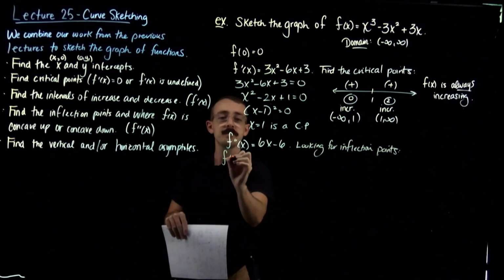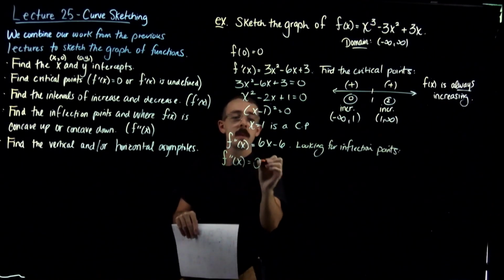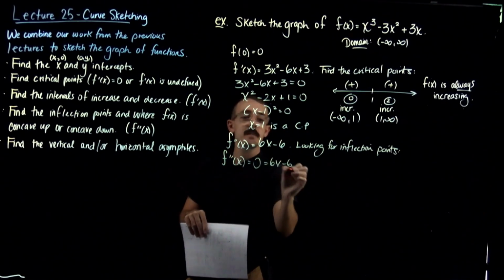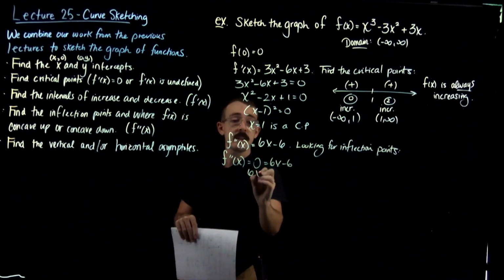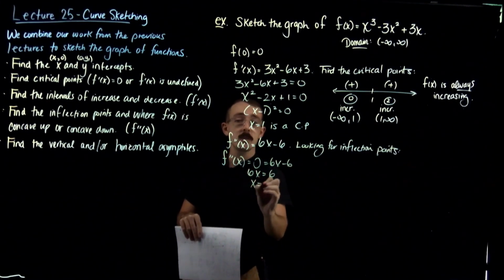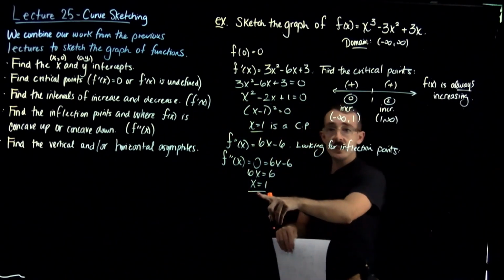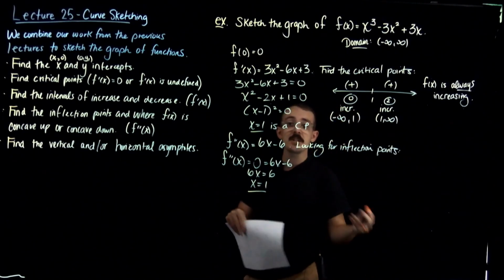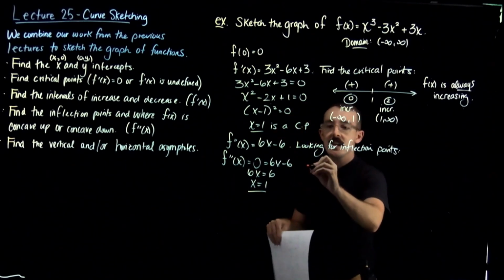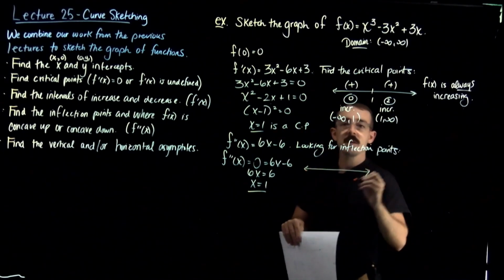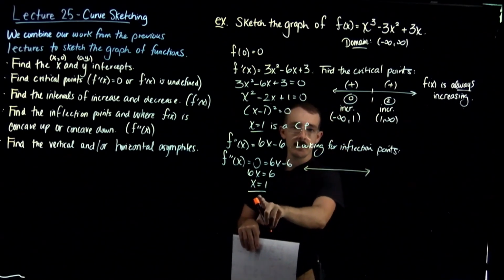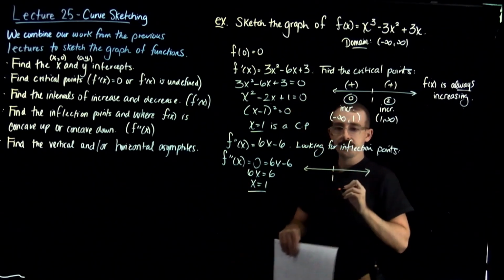I'm going to set this equal to 0, which means 6x minus 6 is 0. So 6x equals 6, or x equals 1. Interesting that there's also something here at 1 as well. So this could potentially be a point of inflection. I need to check and make sure the second derivative changes here. But this is where the second derivative equals 0. So something could be going on here. So let's plug in 1 here.